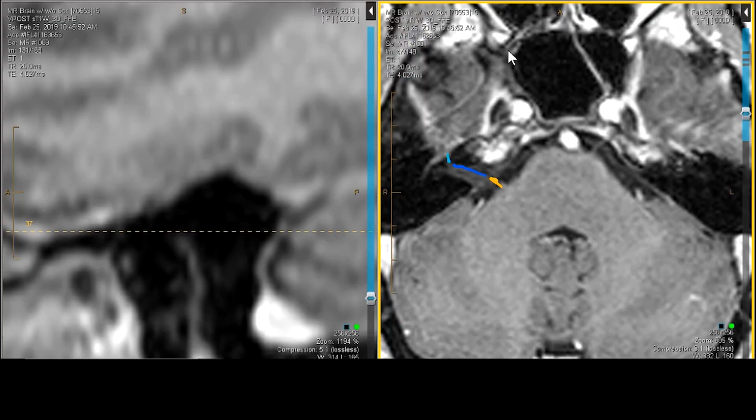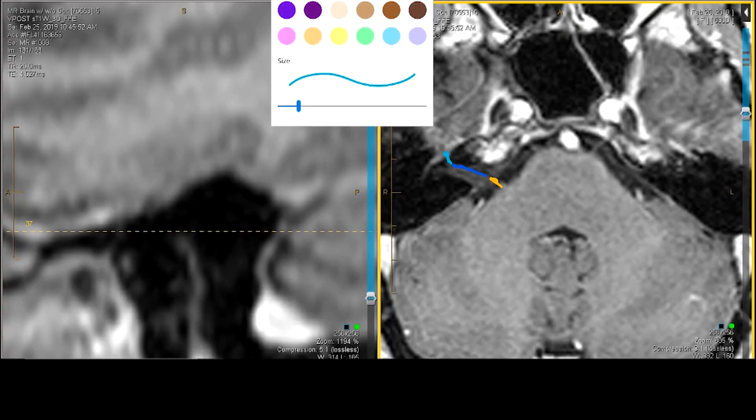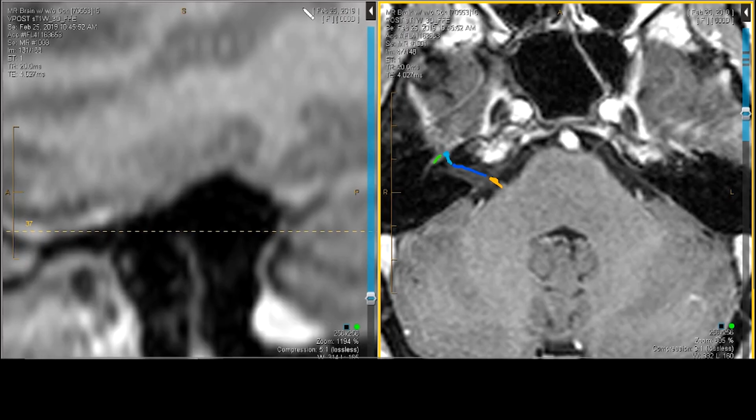I'll try something a little light blue right here. So we're working our way towards the geniculate ganglion, which is going to be this little condensation, a little ball right there. And then we move on to the tympanic segment, which is from the geniculate ganglion to the pyramidal eminence. So let's use a different color for that. Oh, let's try something like green. So we're working our way back towards the pyramidal eminence. And then we keep moving to the mastoid segment, which is from the pyramidal eminence to the stylomastoid foramen. And we have that right here. It's going to be right there.